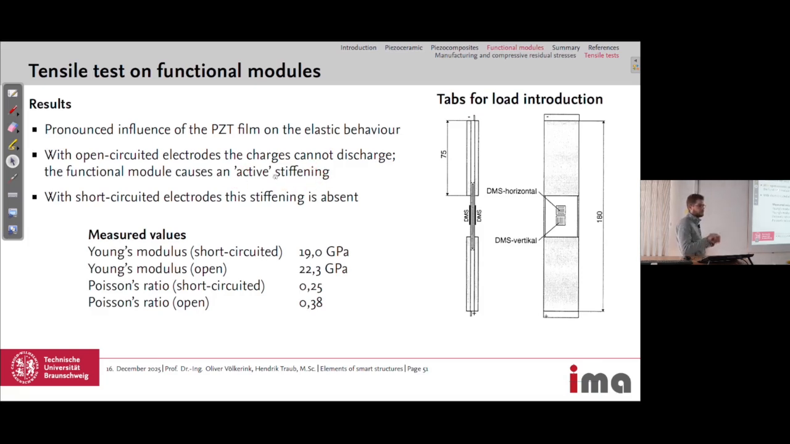So if we don't connect the electrodes to each other, the Young's modulus is higher. Open electrodes lead to a Young's modulus of 22.3 gigapascals. And if we short-circuit them, then we don't have this active stiffening effect, so we only had a Young's modulus of 19 gigapascals. And also the Poisson's ratio, so the transverse contraction, is affected.